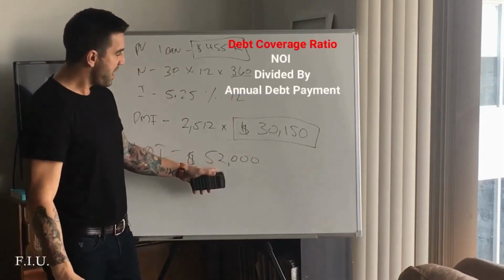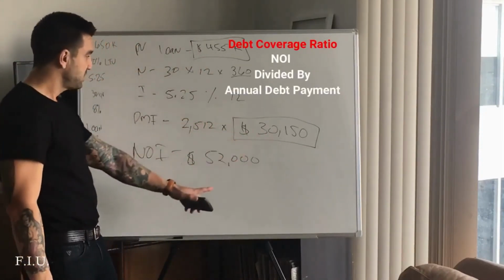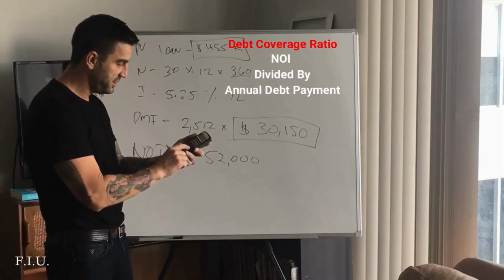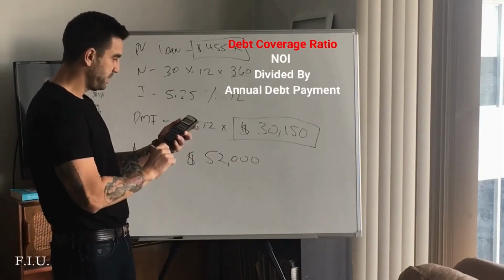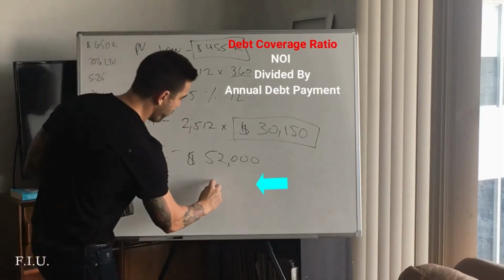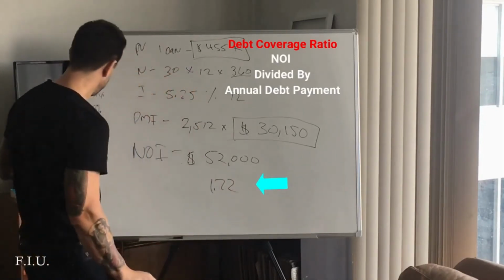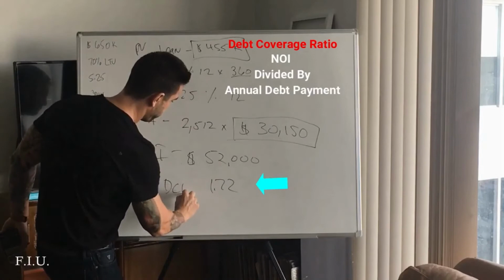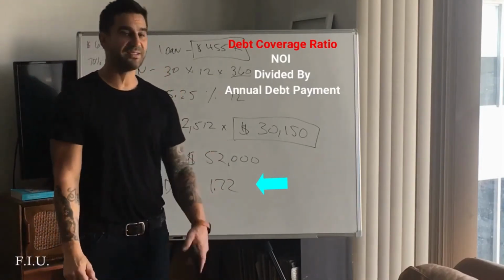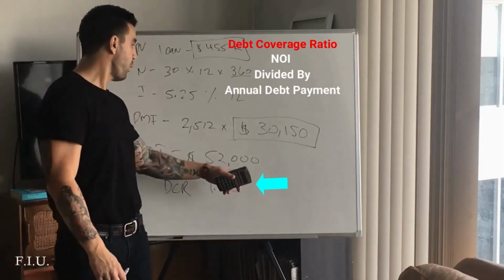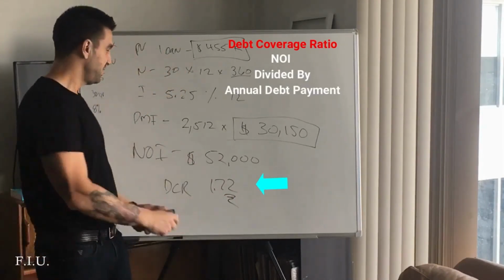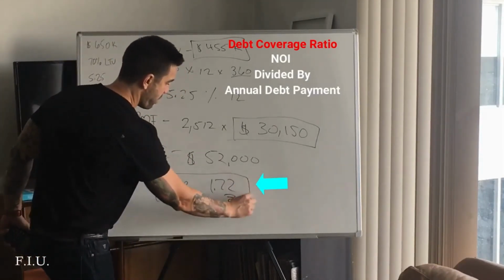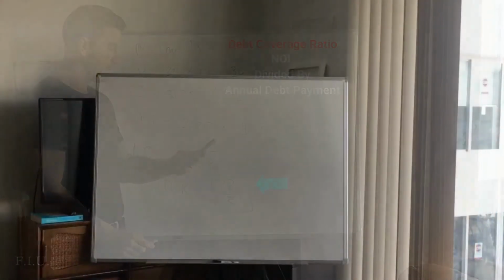So now I have my NOI and I have my debt. If I take 52,000 divided by 30,000, my debt, I get 1.72 debt coverage ratio. 52,000 covers 30,000 one time plus 0.72. Answer number 3.